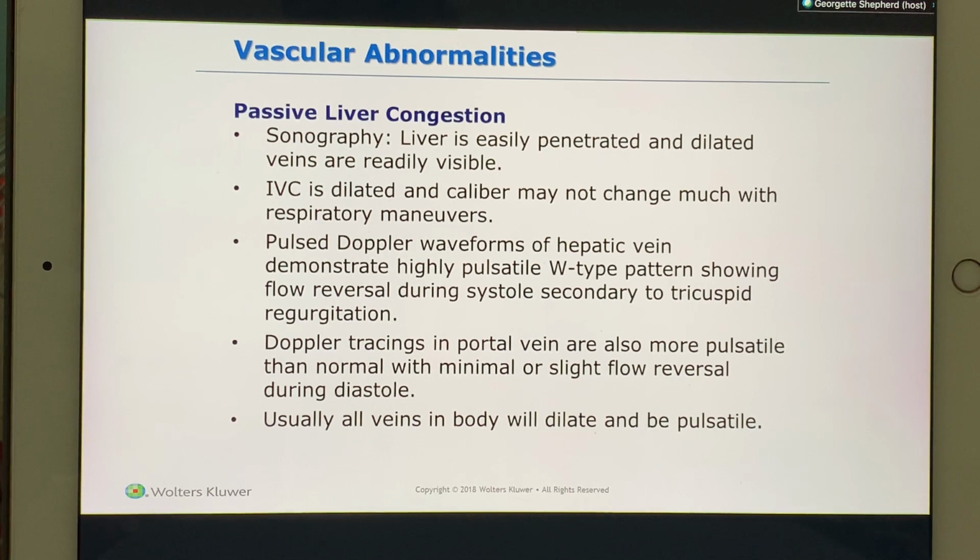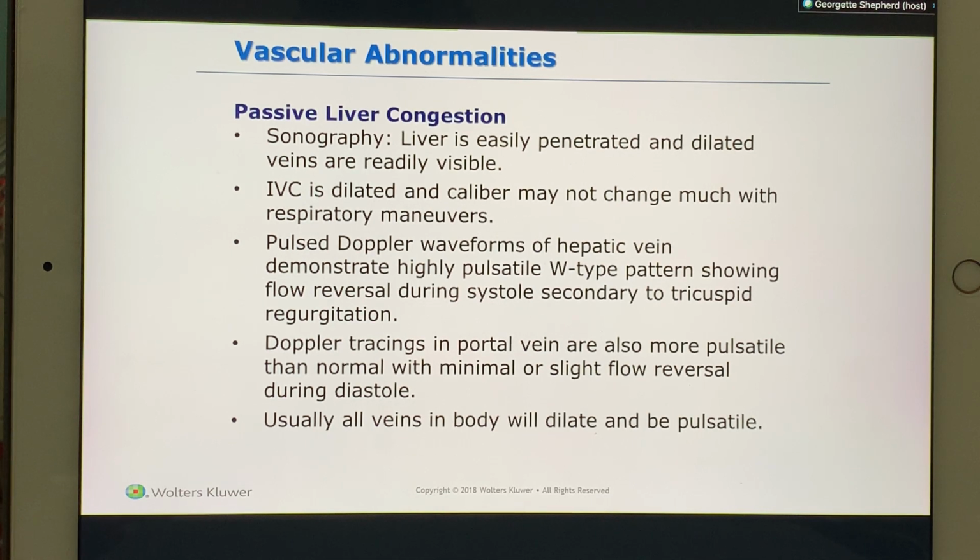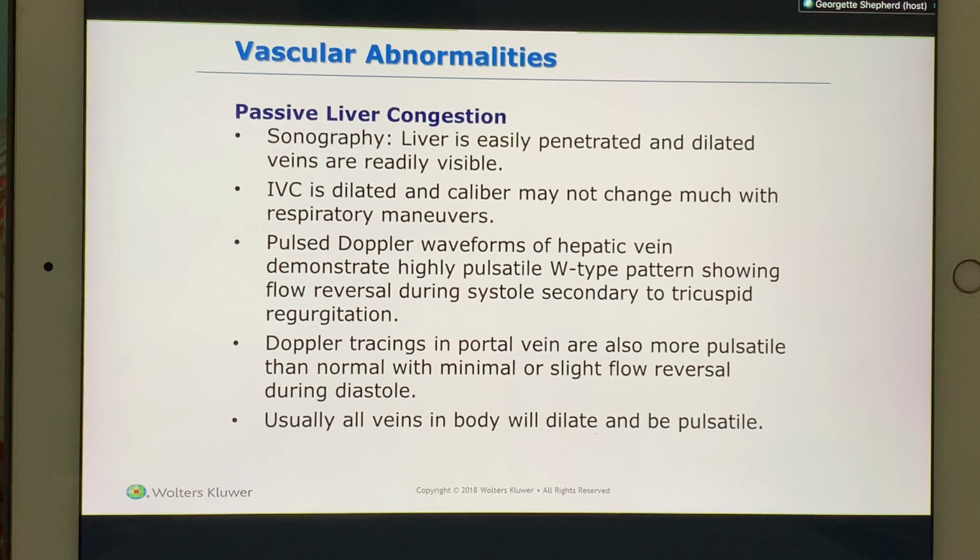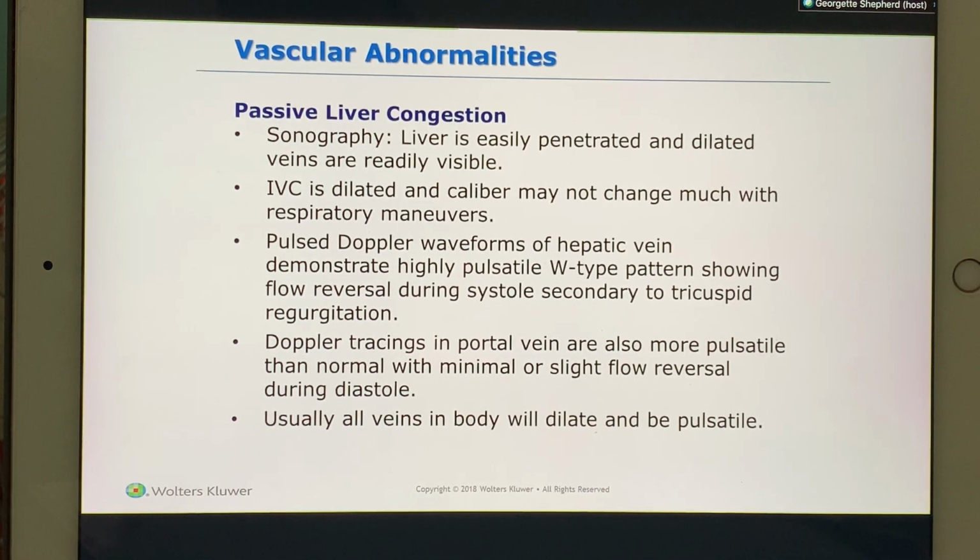So when we do a Doppler tracing, we will see the portal vein is more pulsatile than the monophasic flow we see normally. It could even have a reversal during diastole. So whenever we look at the liver, not only are we looking at the anatomy, but we have to look at the vessels to make sure they're not dilated, and that there's no congestion or thrombus. If they look too large, you should be measuring them closer to the IVC.